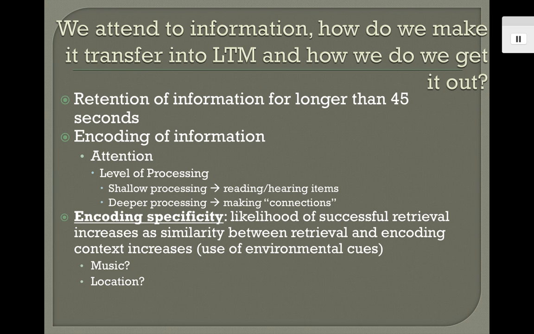Now, one interesting theory that we find here is this idea of what we call encoding specificity. Encoding specificity ultimately predicts the following: that we have a higher likelihood of successful retrieval of information from long-term memory back into short-term memory when we increase the similarity between retrieval and encoding contexts or situations. So in other words, we may use a situation or an environment that we're accustomed to help us recall information.